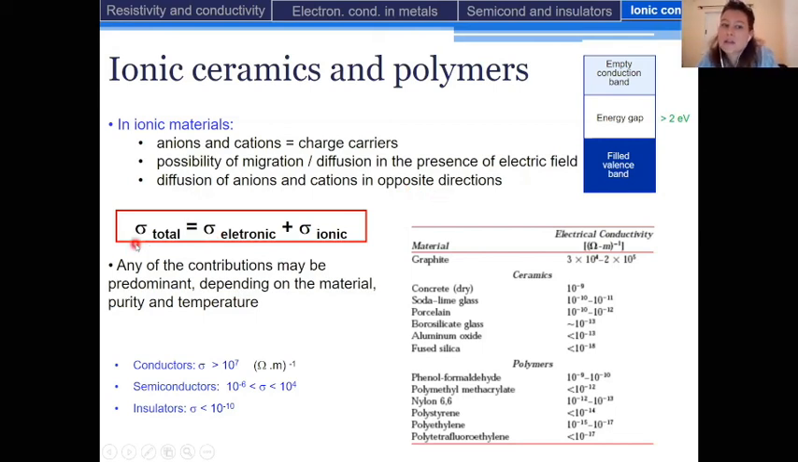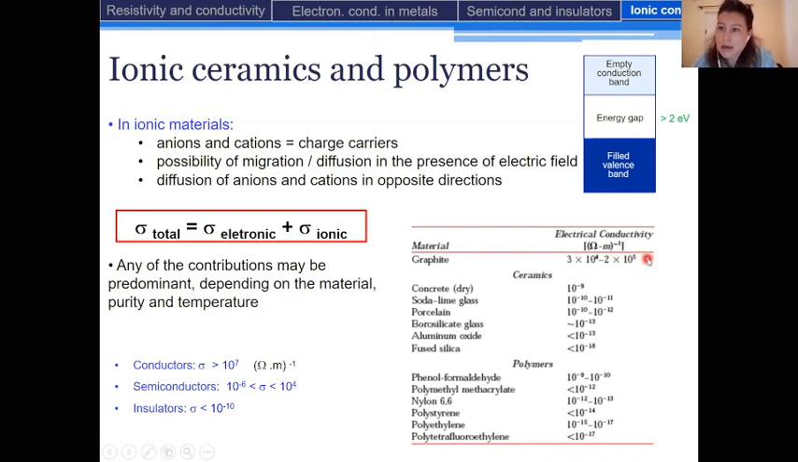So in fact, in this kind of materials, the conductivity is equal to the electronic contribution, so electronic conductivity, and also the ionic conductivity. Any of these contributions may be predominant, and it depends on the material and the purity, but also on the temperature. And in this table are summarized typical values of electrical conductivity for ceramics and polymers.